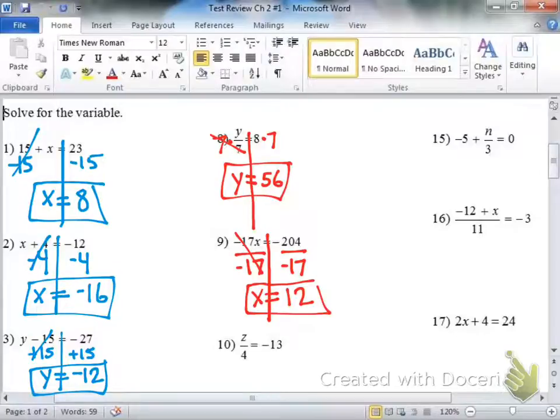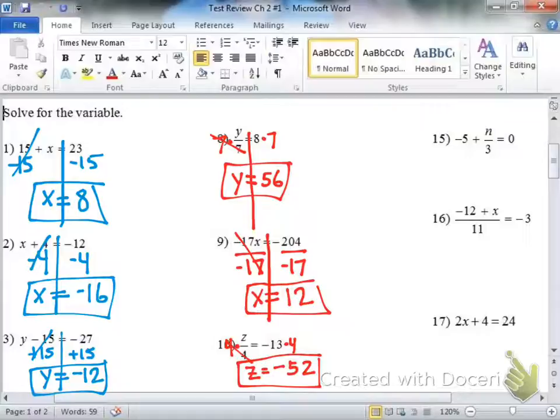All right, we can squeeze 10 in. What's going on with the z? It's being divided, so we need to multiply. Yes, we're going to multiply both sides by 4. What is negative 13 times 4? Negative 52. Okay. Questions on that one?